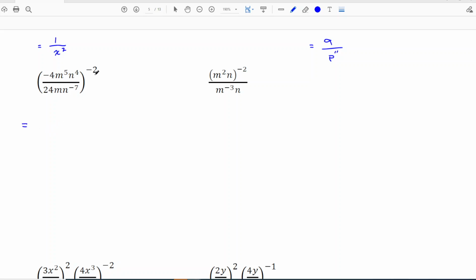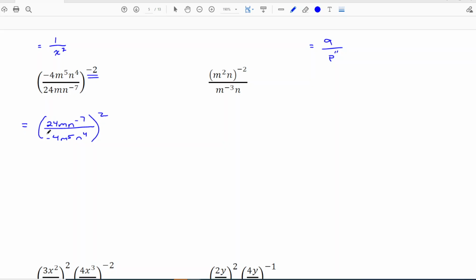I think I'm going to deal with the negative exponent outside first. For some reason, I like flipping right now, so I'm going to flip everything. Now, when you flip it because of this negative exponent, nothing in here changes. So this would be 24mn to the negative 7 over negative 4m to the 5 n to the 4. And now this is all raised to the exponent 2.